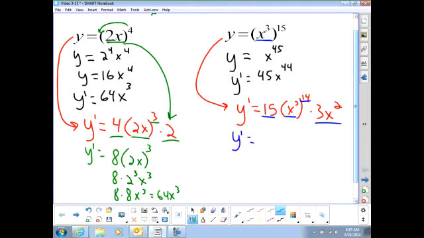15 times 3x squared would give us 45x squared. X cubed to the 14th would give us x to the 42nd. And when we multiply those together, we'd get 45x to the 44th. So as you can see, we do end up with the same thing when we do chain rule.